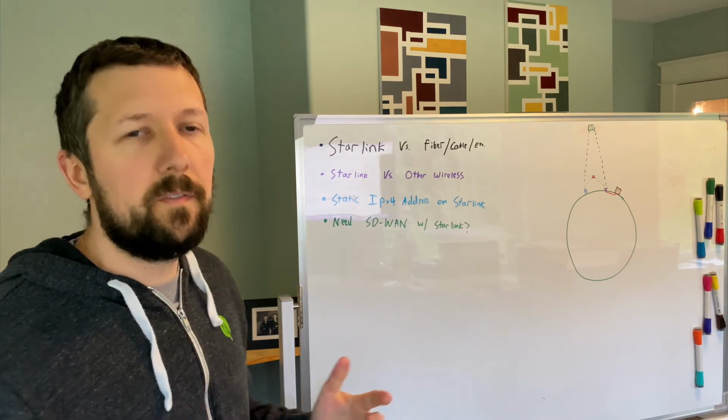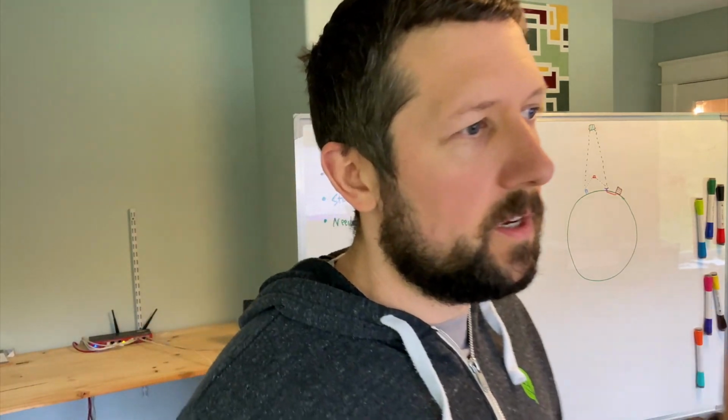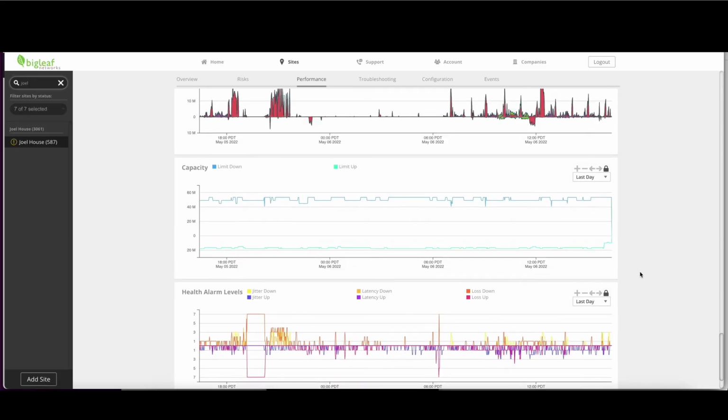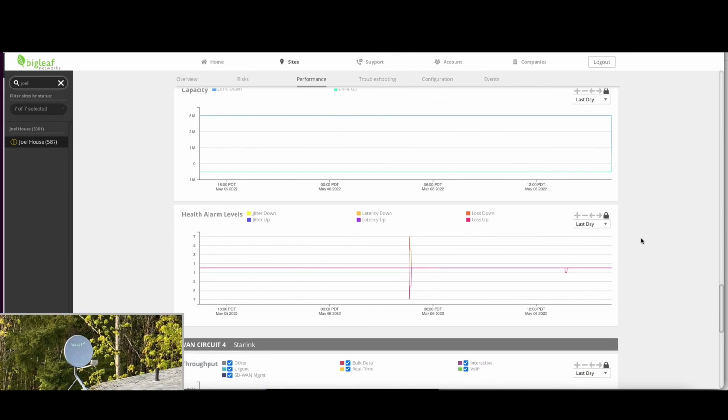Now, what about Starlink versus other wireless circuits? Well, my home is the perfect test case for that because all of my circuits are wireless. So if I take a look at the health of the other paths, let's take a look at ViaSat. So ViaSat is a geosynchronous satellite, and we can see that quality-wise it's actually very good.